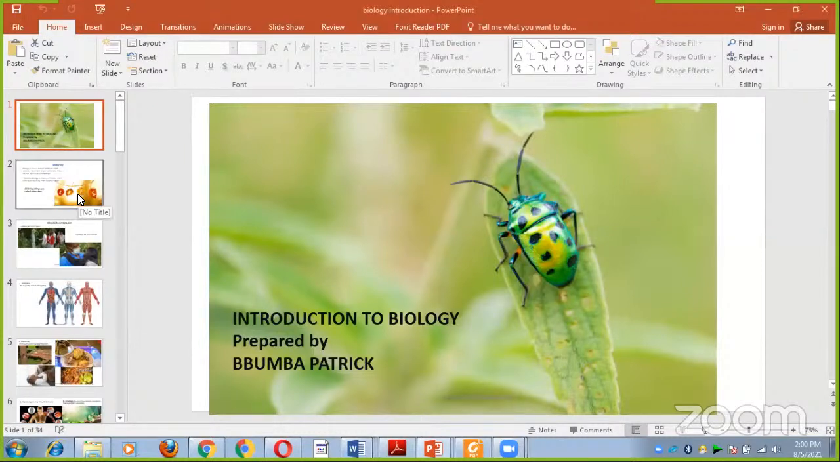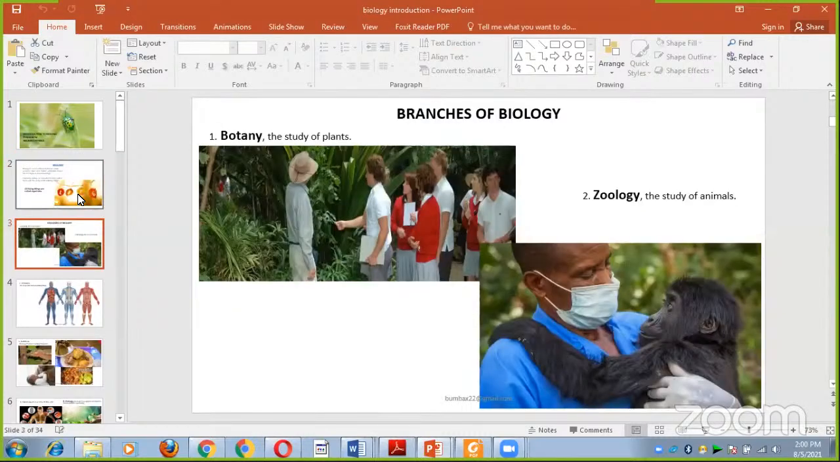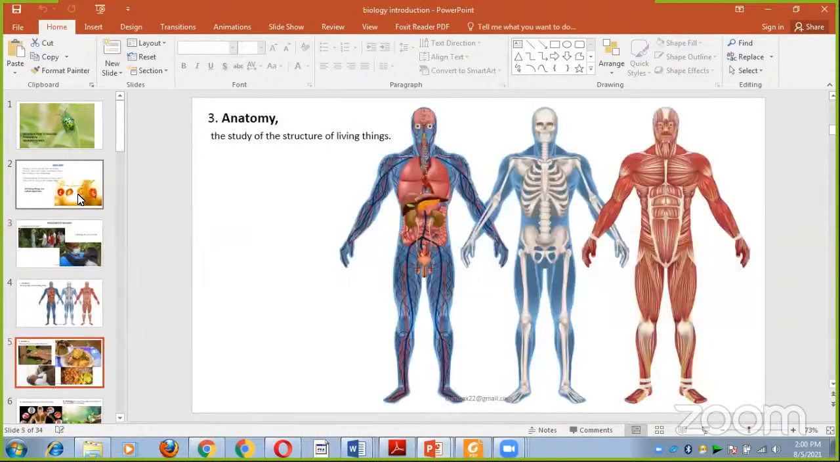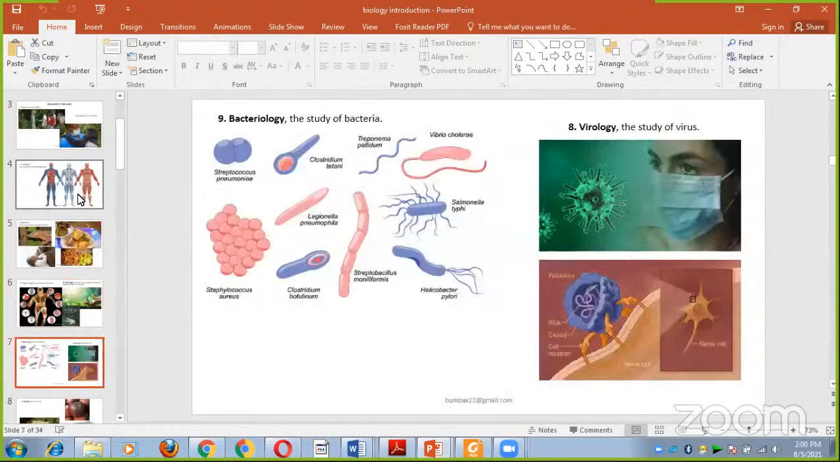And I hope each one of you is able to see what is on my screen. And then we looked at biology as the study of life. That is bios logos. Bios means life. Logos means study of. Then we went on to the branches of biology. We did botany, zoology, anatomy, nutrition, physiology, bacteriology.